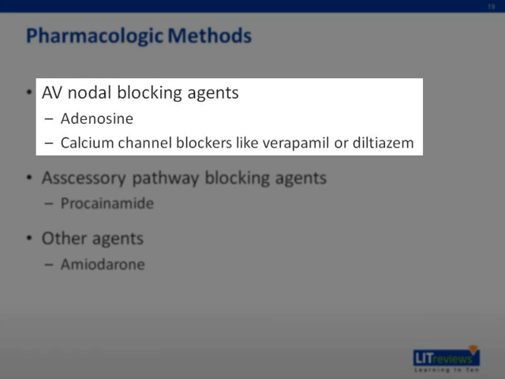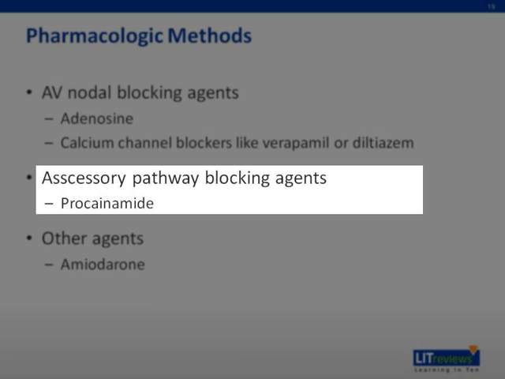Atrioventricular nodal blocking agents like adenosine and calcium channel blockers like verapamil or diltiazem work at the AV node to break the re-entrant circuit by blocking the limb of the circuit that is in the AV node. Adenosine is the most commonly used agent, and I will elaborate more about it in my next slide.